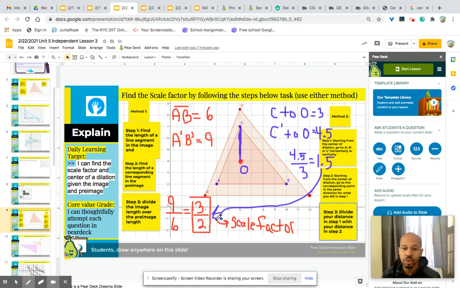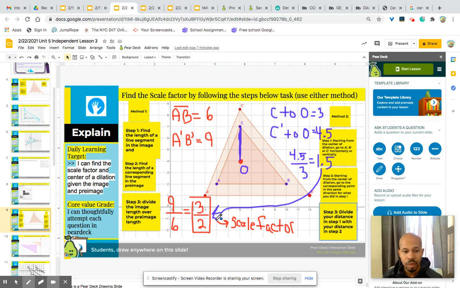3 over 2 is also 1.5. So this is another way you could find the scale factor. It's really up to you which approach you want to use, but both methods are sufficient, and both methods would earn you the appropriate credit. All right. So on the summative that you guys will be doing soon, you're going to be expected to find the scale factor or to apply the scale factor. So just be mindful about that.